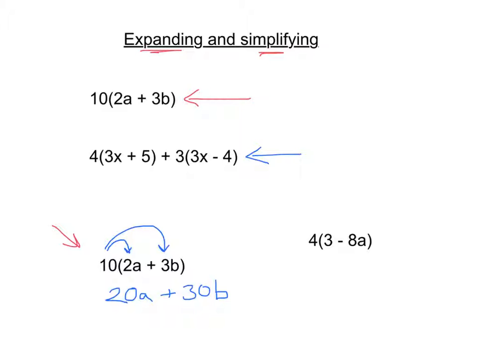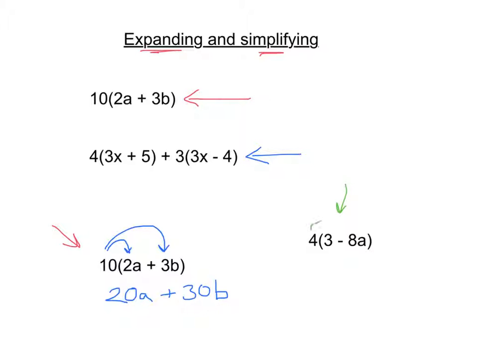Okay, now we might also be confronted with something a little bit more complicated like this one here. We've got a 4 on the outside of the brackets this time, and then 3 minus 8a inside. So the same applies, we've just got to be really careful of that minus sign in the middle. So be really wary of this one here. So let's go for it.